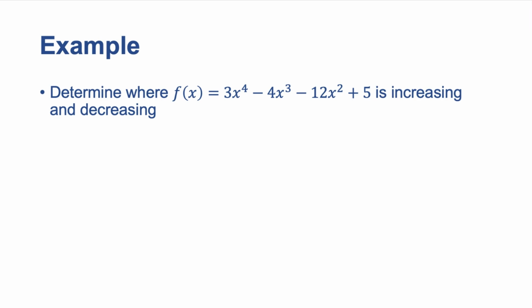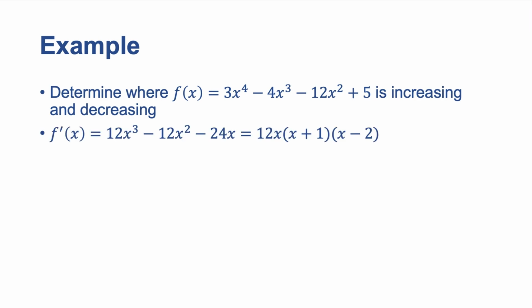So to do that, we are going to use our power rule friend and our addition and subtraction properties. And that will show us that f prime of x equals 12x cubed minus 12x squared minus 24x. And of course, to make this easier on ourselves, we can factor this, and that will make it easier to find our critical points. So we get 12x times x plus 1 times x minus 2. So now we can find our critical numbers, and that of course is when f prime of x equals 0, and that will give us -1, 0, and 2. Okay, so those are our critical numbers for this function.